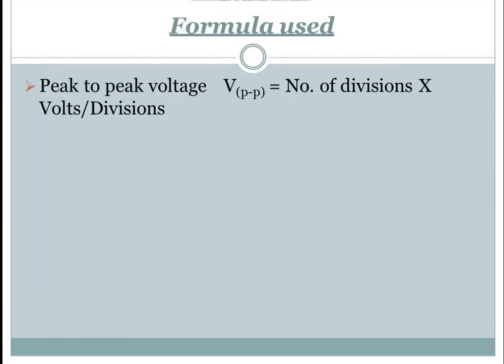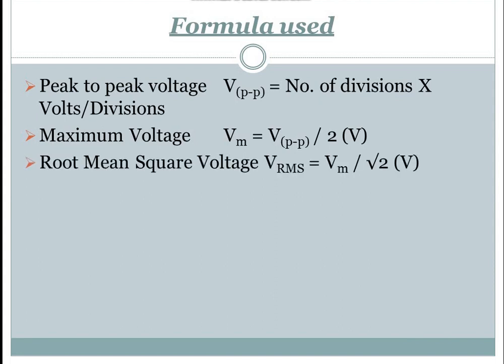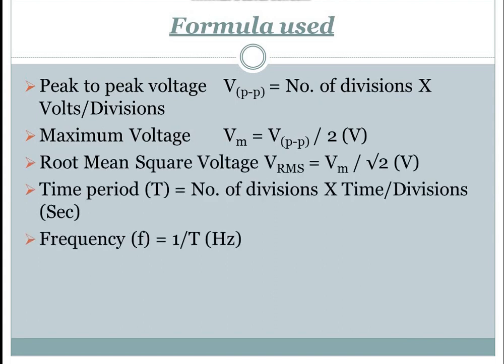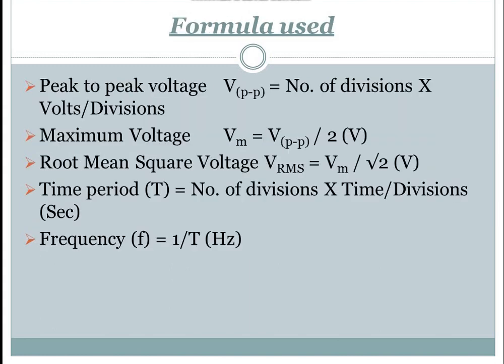Next, the formulas for peak to peak voltage, maximum voltage, root mean square voltage, time period and frequency. Peak to peak voltage Vpp equals the number of divisions times volts per division. Maximum voltage Vm equals Vpp divided by 2, where Vpp is the peak to peak voltage. Root mean square voltage Vrms equals Vm divided by root 2. Time period T equals the number of divisions times time per division, in seconds. Frequency F equals 1 by T Hz. Using these formulas we can calculate all these quantities.